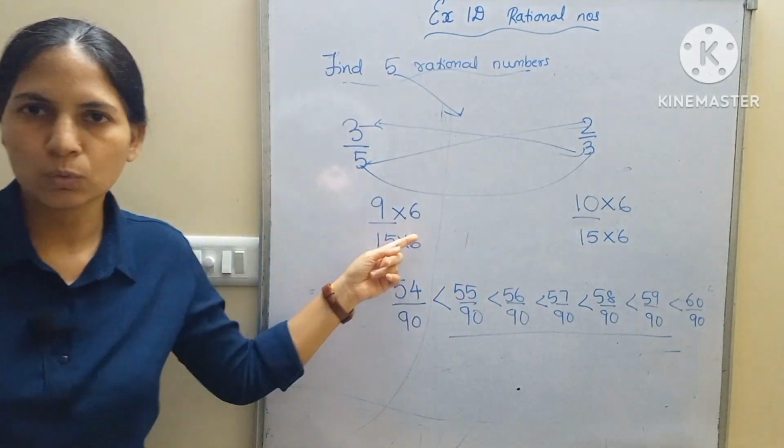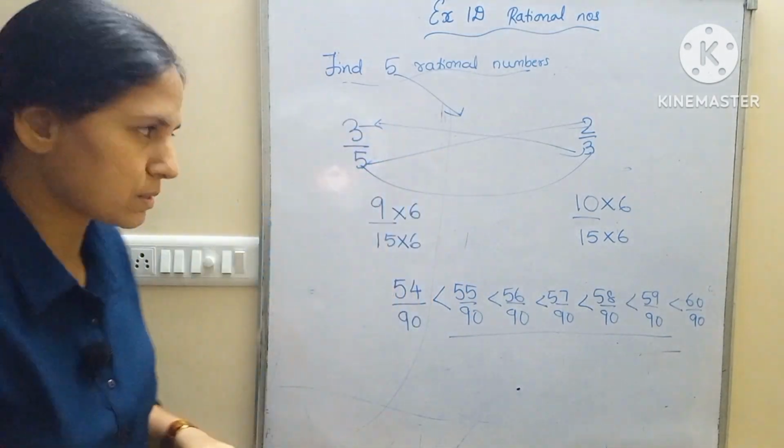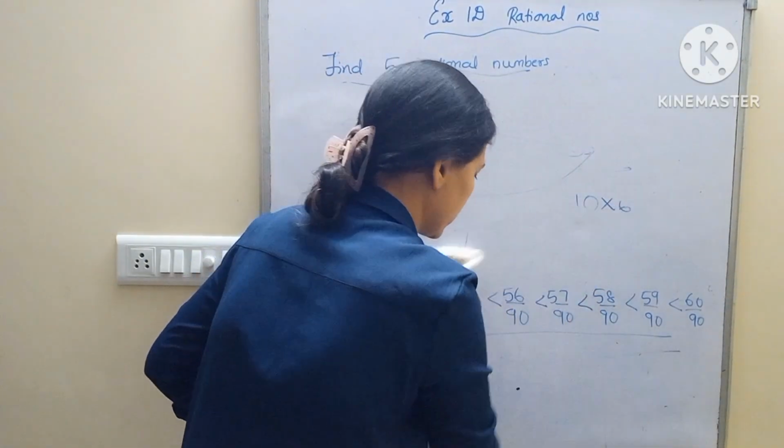See, 1, 2, 3. How many marks are you going to get for this? 5 marks for 3 steps. Isn't this a shortcut, students?